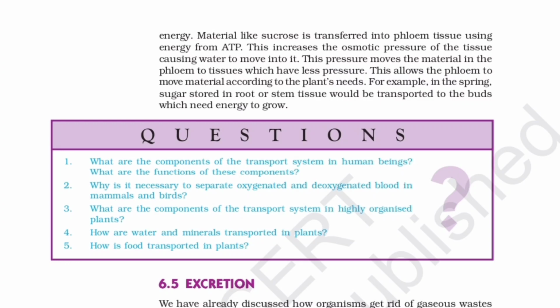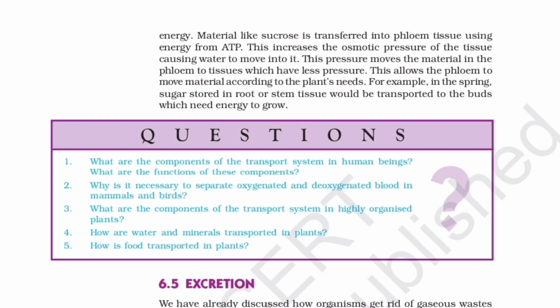Questions. 1. What are the components of the transport system in human beings? What are the functions of these components? 2. Why is it necessary to separate oxygenated and deoxygenated blood in mammals and birds? 3. What are the components of the transport system in highly organized plants? 4. How are water and minerals transported in plants? 5. How is food transported in plants?